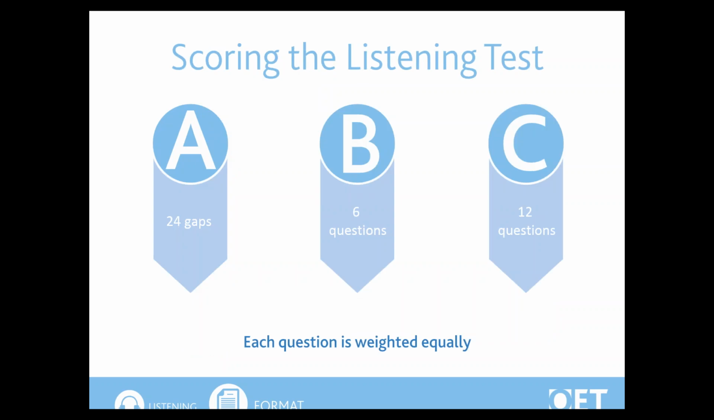Each listening test will have the same number of questions. Part A has 24 gaps to complete, 12 per extract. Part B has 6 multiple choice questions to answer, 1 per extract. Part C has 12 multiple choice questions to answer, 6 per extract. Each question is weighted equally, meaning your overall score is calculated out of 42 marks.